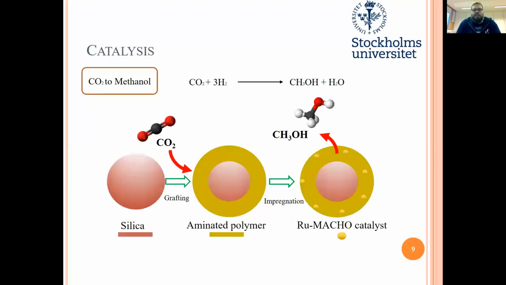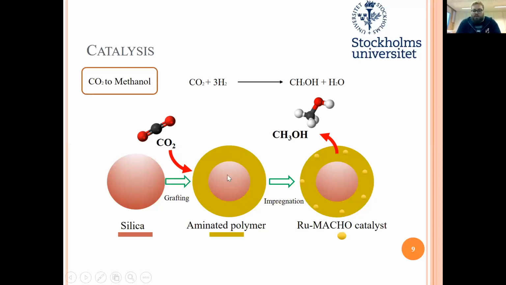So how we're doing this is through modification of silica. We start from commercially available mesoporous silica particles. Through a grafting process, we make a layer of polymer on the particles of the silica. The role of this aminated layer of polymer is the capturing of CO2. This is all in one phase, so this would be a solid phase.